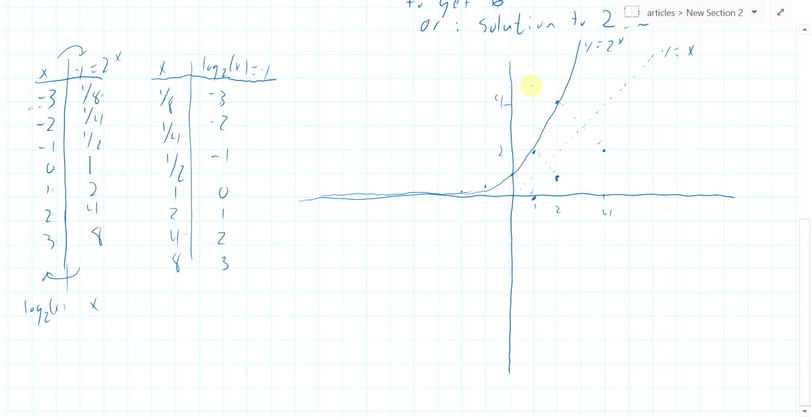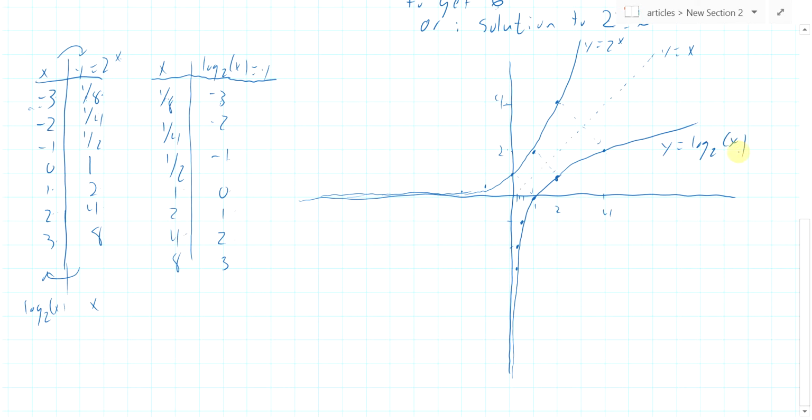2 squared is 4, so log base 2 of 4 is 2. And then a half goes to minus 1, 1 fourth goes to minus 2, 1 eighth goes to minus 3, and this whole tail gets flipped down along the y-axis like that. And so that's the graph of y equals log base 2 of x.